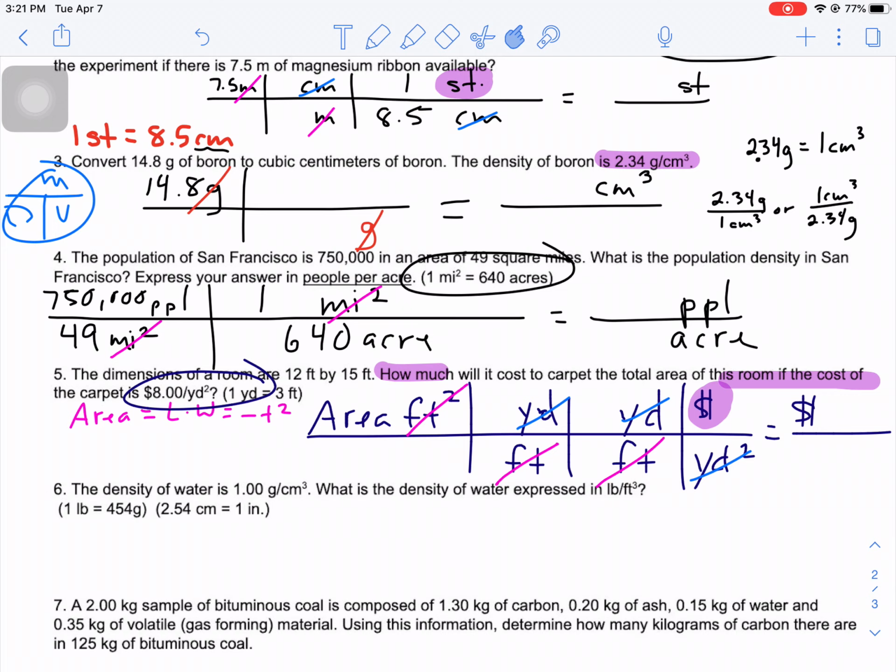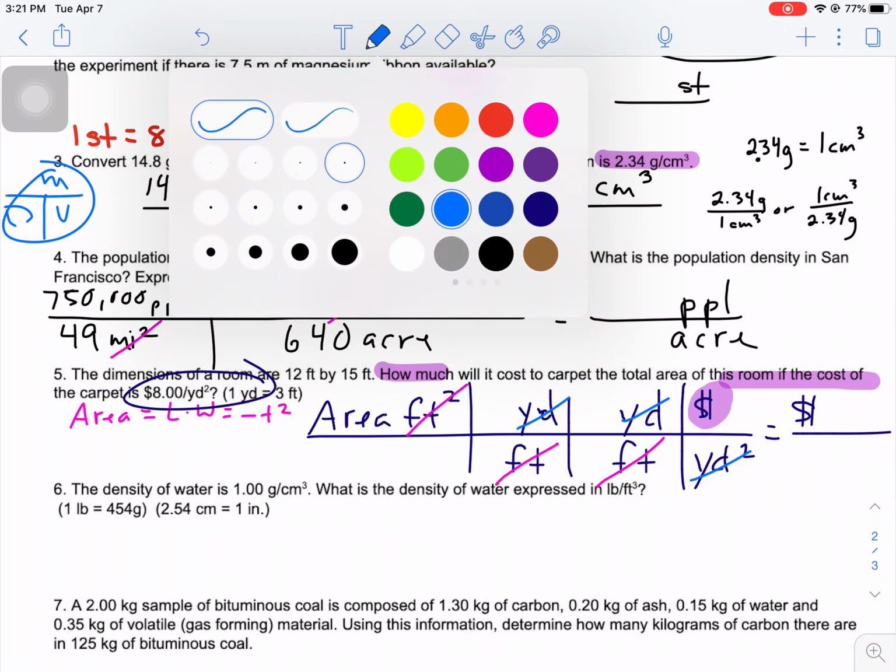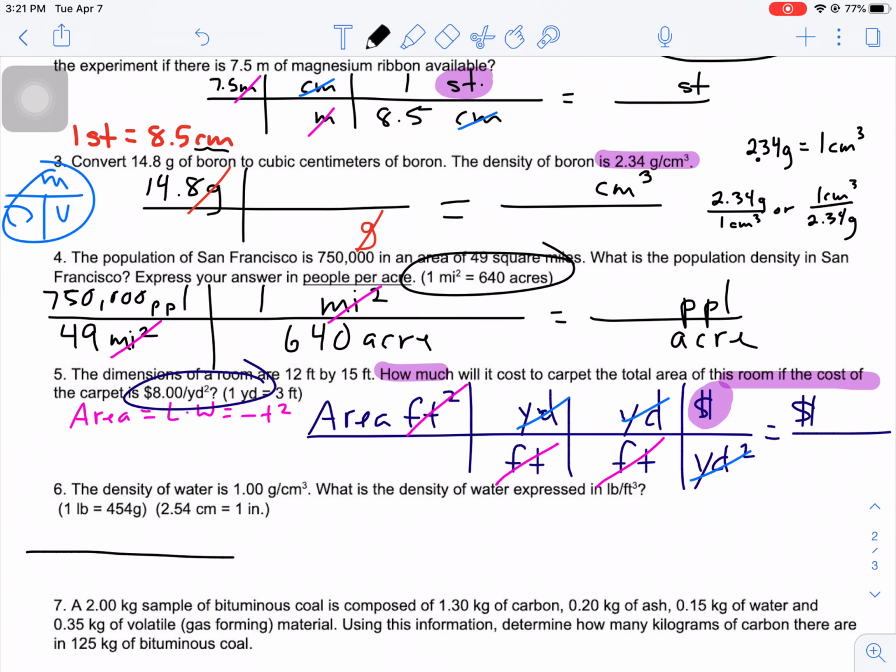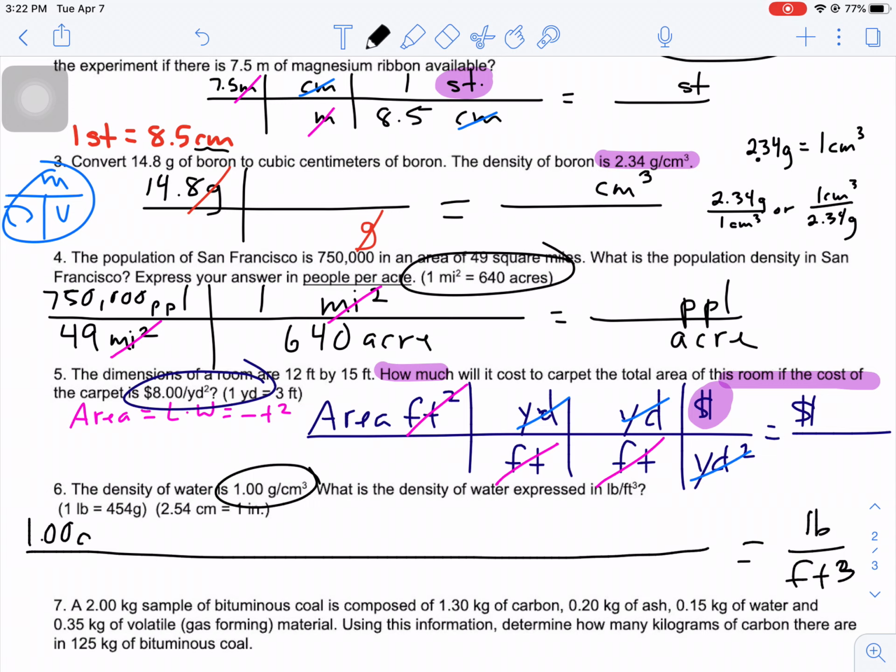All right, next problem. I don't want to give you too much, but I'll give you some hints. This is going to be a long problem. Basically, we want to express the density of water in pounds per cubic foot. Okay, pounds per, that should be cubic foot. Now, what they did give us is the density in grams per centimeter cubed. Sorry, gram per centimeter cubed.